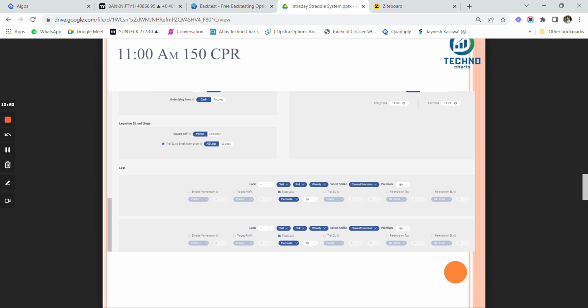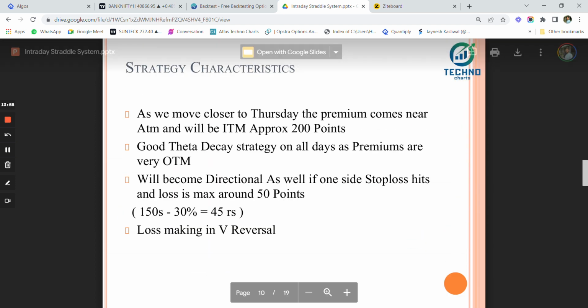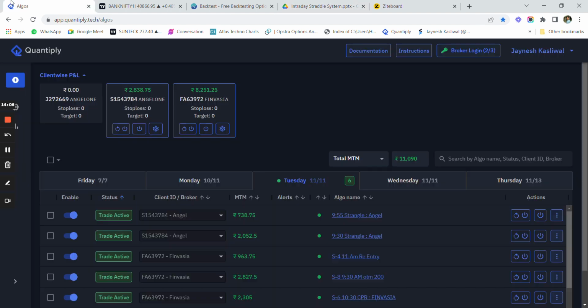The same would be the setting for 11 a.m., that is 11 to 15:25, that is, we are exiting it at 3:25. Now why are we exiting at 3:25? Because the strategy is starting late, around 11 a.m., and that is why we are exiting at 3:25.